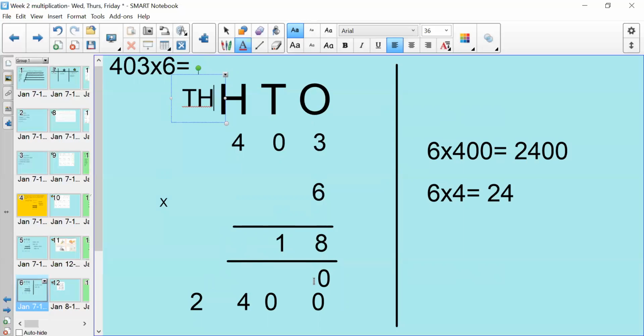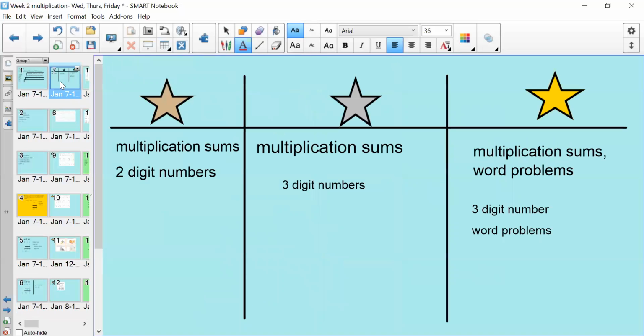And then we add all of that up, and this one can also be done mentally. We can see that it's just 2,418 is the answer. 2,418. Okay, great. So your activities today are bronze, silver, and gold.